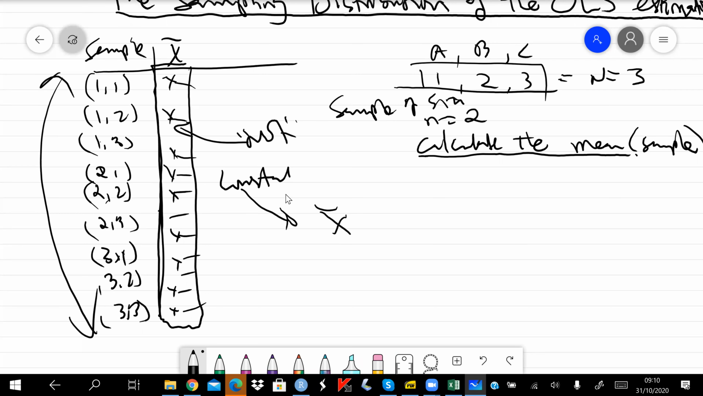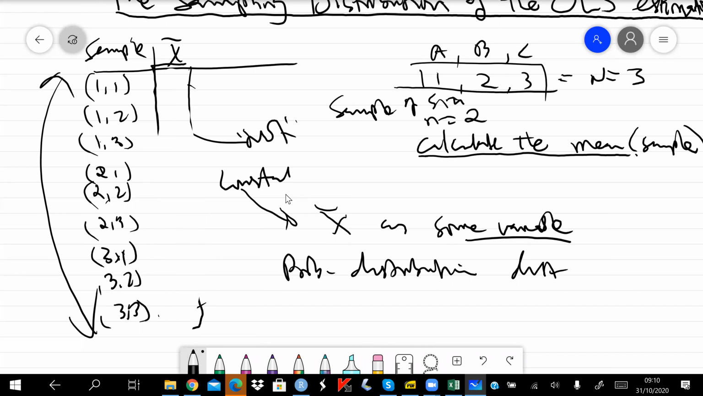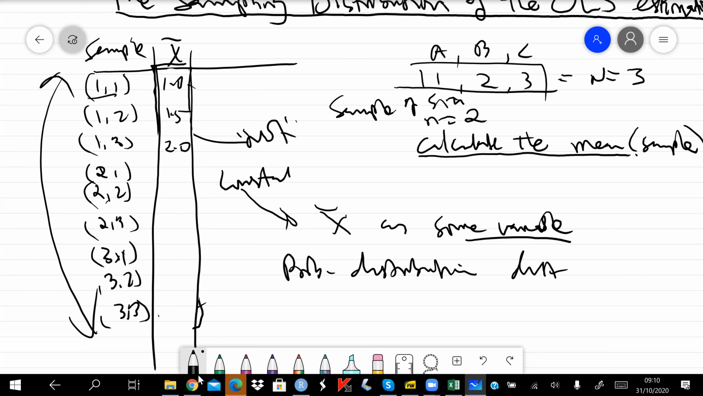That means we can look at X bar as some variable. And just like any other variable, X bar must have a probability distribution. Maybe you can have a few values here for you to appreciate what we are saying. I'm calculating the mean from every possible sample. This would be 1.0, this would be 1.5, this will be 2.0, then 1.5, 2.0, 2.5, 2.0, 2.5, and this will be 3.0.